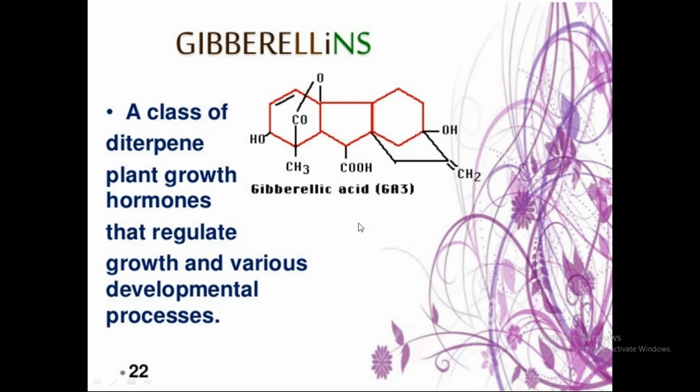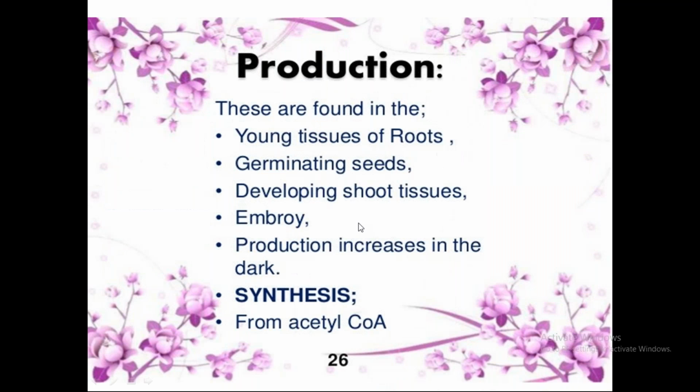Okay, next point. Then the next point arises in our mind: the site of production, at which site the hormone is produced. As we studied in the case of auxin, the auxin is synthesized in the stem part and its movement is always unidirectional.